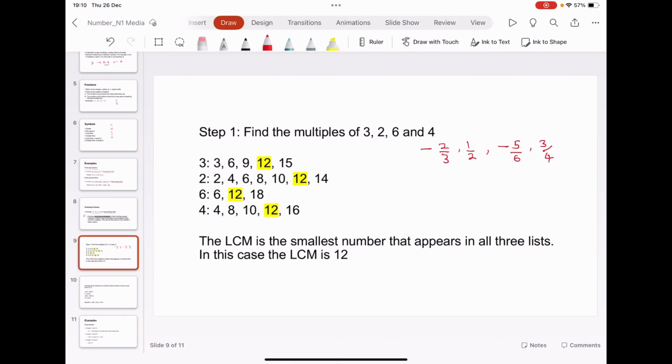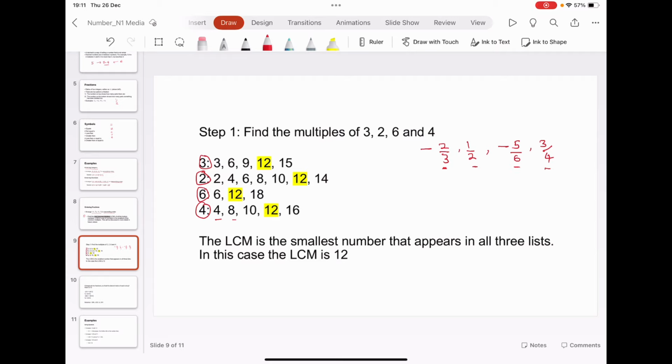Now we can find the multiples of 3, 2, 6, and 4. The multiples of 3 are 3, 6, 9, 12, and 15. Multiples of 2 are 2, 4, 6, 8, 10, 12, 14. Multiples of 6 are 6, 12, 18. And multiples of 4 are 4, 8, 12, 16.